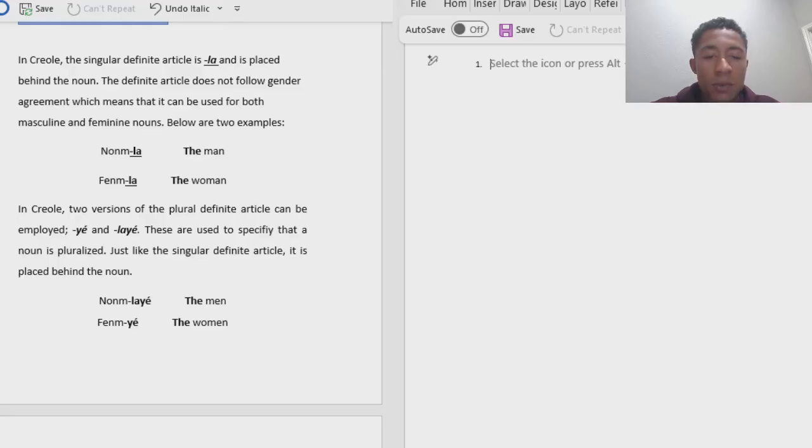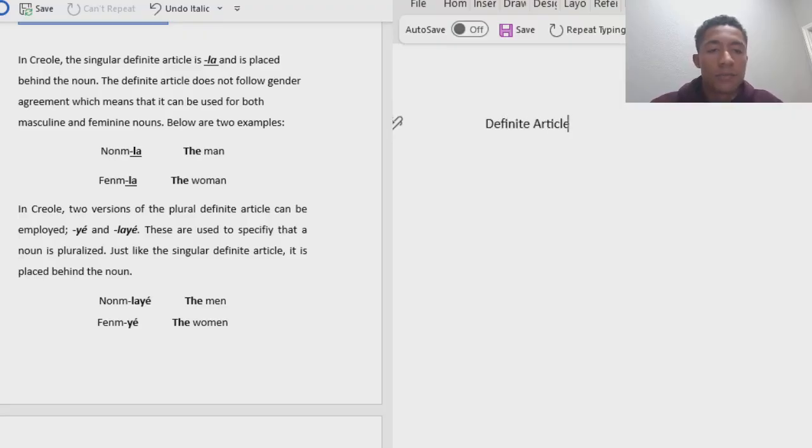Now, there was one person in the comments that asked about the difference between Louisiana French and Louisiana Creole, or how these two are different. Well, we can look at the articles. I'm gonna write articles because we're gonna cover both of them. We're gonna look at your definite articles, your indefinite articles.